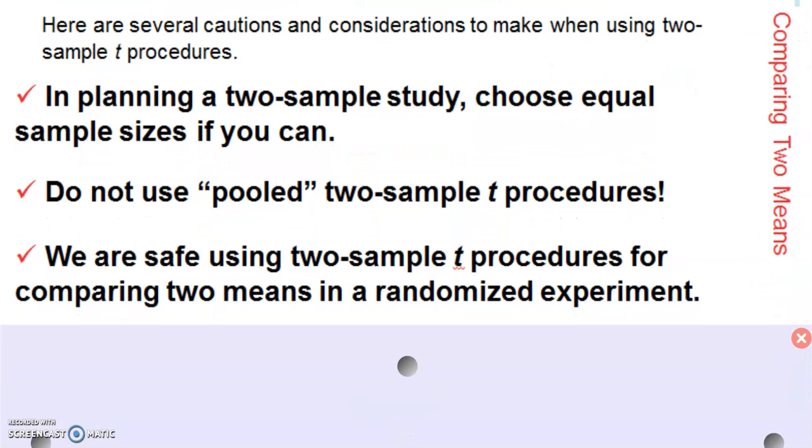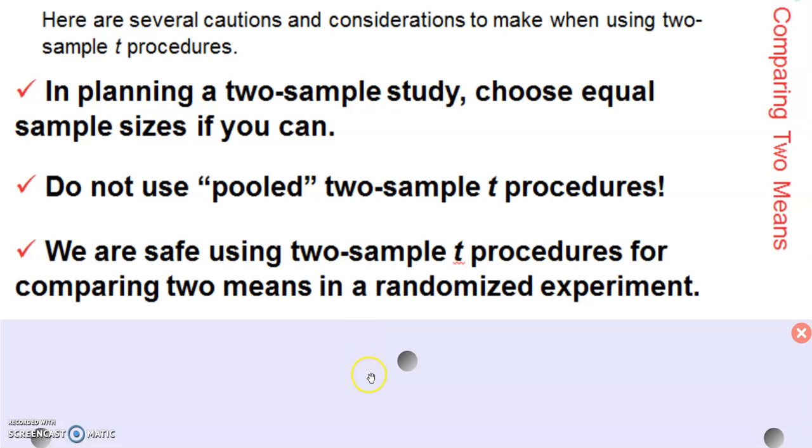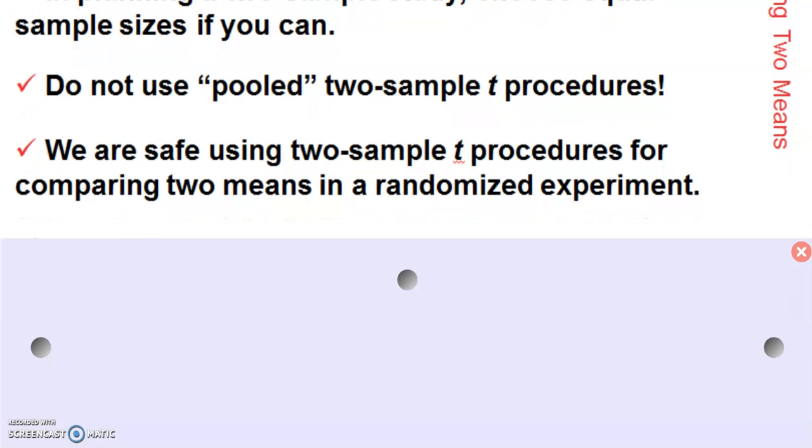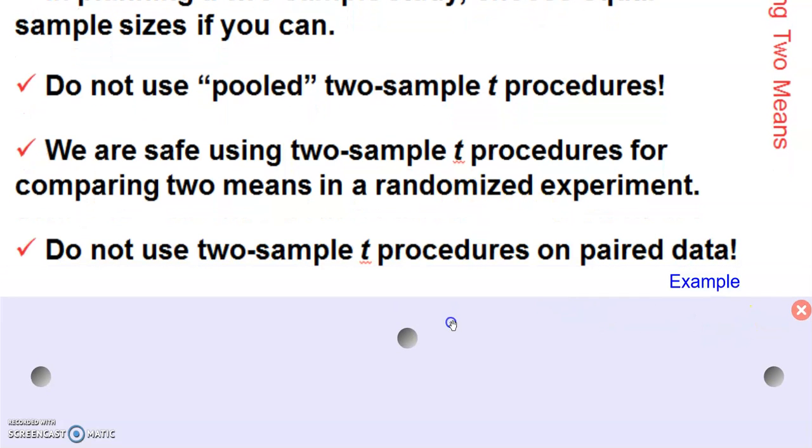Next, we are safe using two sample t-procedures for comparing two means in a randomized experiment. So even if the data doesn't come from a random sample, we can still use these procedures for a randomized experiment. And we saw that example in the cholesterol or the blood pressure study. Those subjects were not randomly selected, but we could still use the procedures because it was a randomized experiment.